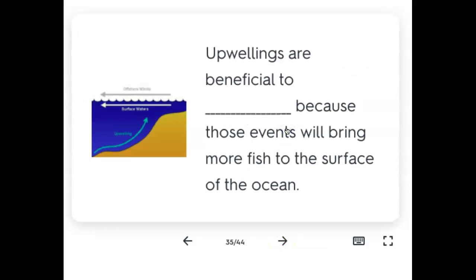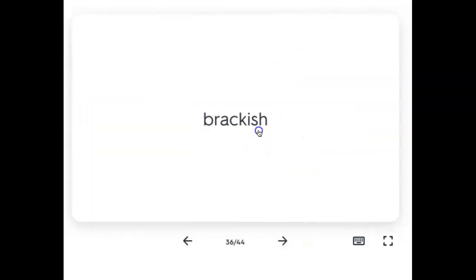Upwellings are going to be beneficial to fishermen because upwelling events are going to bring more fish to the surface, and that means the fishermen can catch more fish and they can have more fish not only to eat but to sell, and so that helps them economically as well.